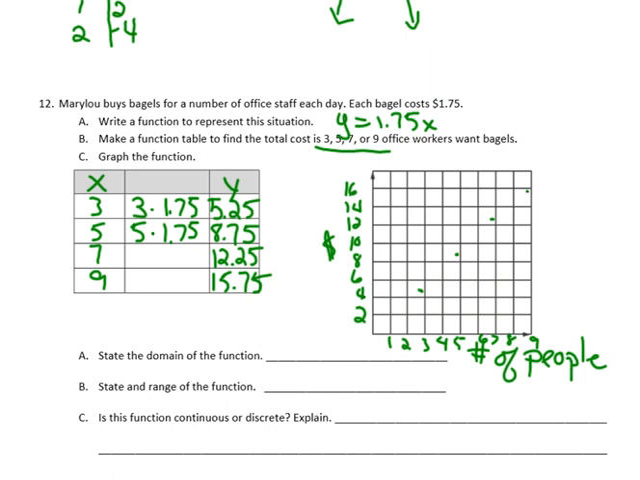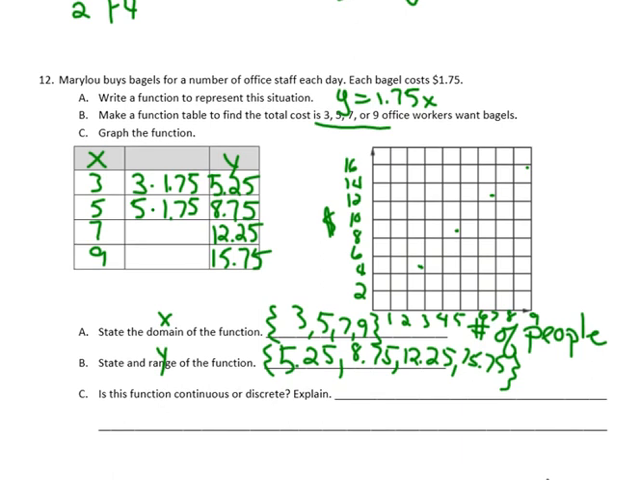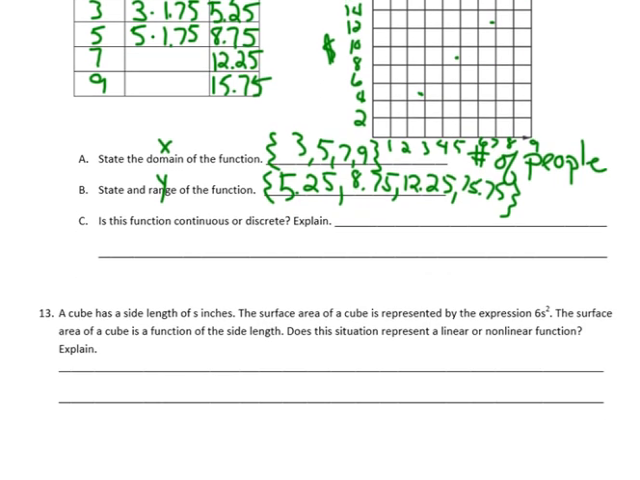State the domain of the function. The domain are your x values, 3, 5, 7, 9. Range are your y values. So 525, 875, 1225, 1575. Is the function continuous or discrete? Explain. It's discrete because you can't have part of a person, which is why we can't connect them.